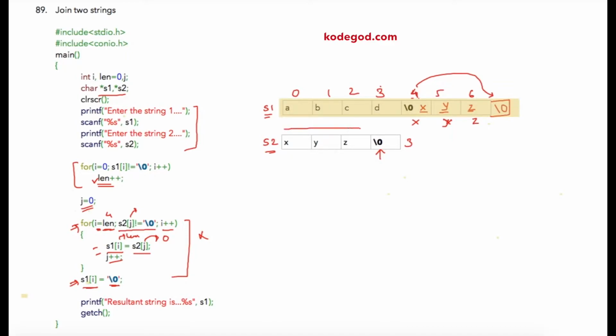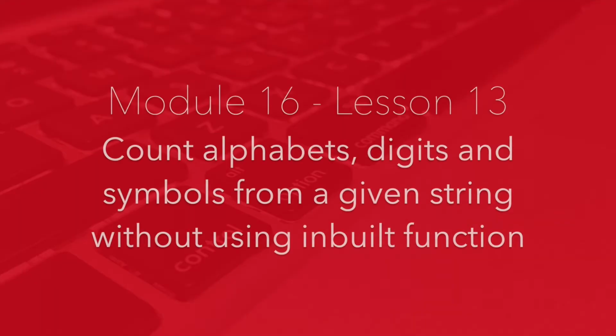So this whole thing is now your s1, to which we have added XYZ from the second string. Your final character array is A, B, C, D, X, Y, Z and \0 as a null character in the end. In the final statement, this will be printed: Resultant string is %s, and the value of s1 will be printed instead of %s.